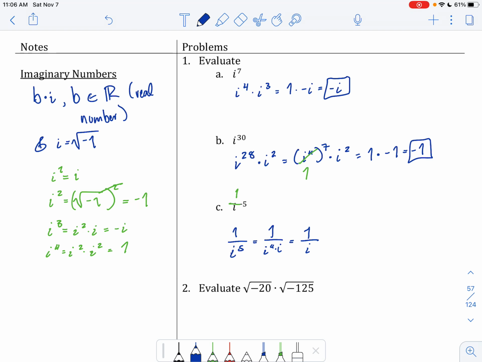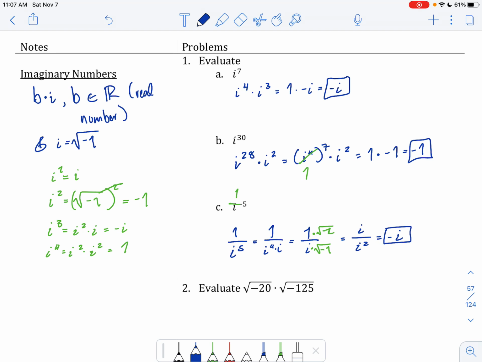And you can't leave it like this because i is a radical. Remember, this is the square root of -1 in the denominator. So in order to rationalize the denominator and have a final answer, we actually want to just multiply that by i, or square root of -1, on both sides. So then you have i in the numerator over i squared, which is i over -1, -i. As I said, it's only going to ever be those four terms as long as it's a power of i.